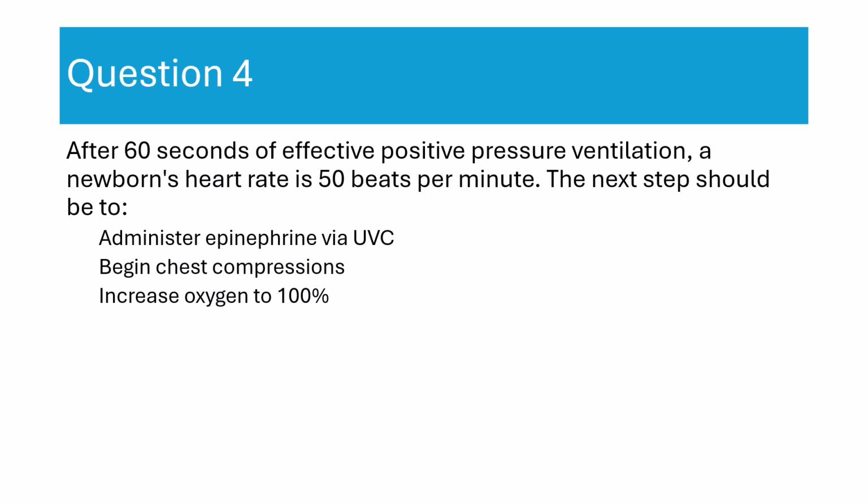This question is testing your knowledge of the resuscitation algorithm progression. Chest compressions are indicated when the heart rate remains below 60 beats per minute despite effective ventilation. Administering epinephrine is incorrect because medication is only given after ventilation and compressions have failed to increase the heart rate above 60. Increasing oxygen to 100% without compressions is incorrect because while oxygen should be increased to 100% when compressions begin, compressions themselves are the necessary intervention.